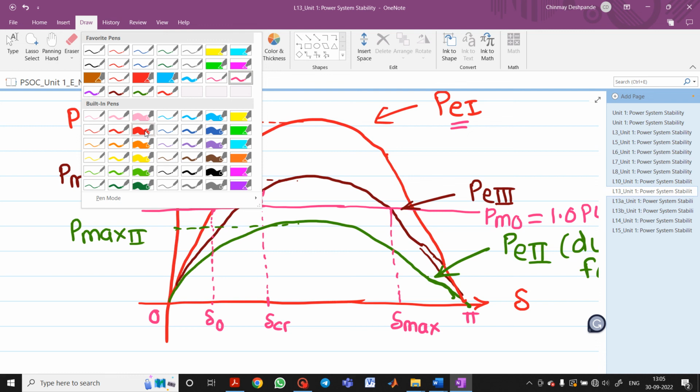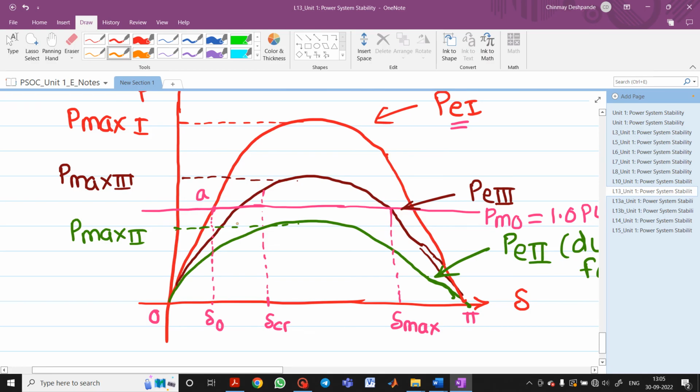So let me show the regions where it will be. Let me show regions. Okay, I will take this color. So if you take this to this area, this total area indicates the accelerating area. And if you take this to this total area, then this area is nothing but decelerating area A. Now our aim is to find out the value of cos delta CR.